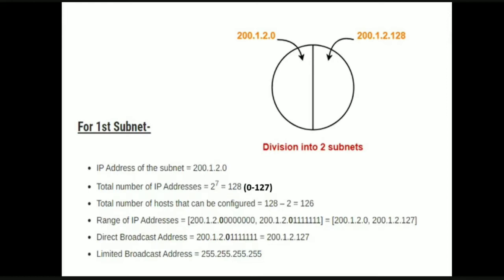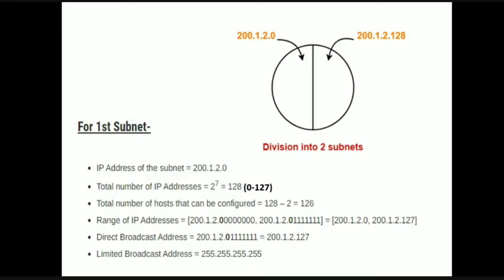But among these 128 IP addresses, how many actual IP addresses can we give to the systems in the subnet? Only 126. That is 128 minus 2 equals 126. Why are we subtracting 2 here? If you remember, when we discussed network addresses or a block of IP addresses, the first address is always the network address and the last address is the broadcast address. So the network address and broadcast address are not used for assigning IP addresses to the systems connected to the network. So we can configure only 126 IP addresses in the given subnet.